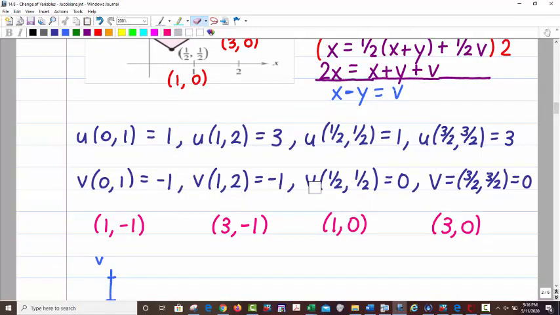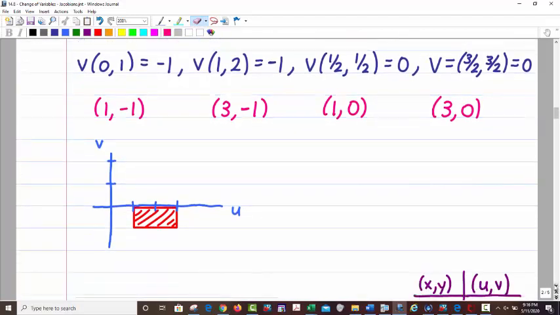Then we have to coordinate with what the v's are. Because the u's being the same, that means if there's a 1 and a 3 and a 1 and a 3, u will go from 1 to 3. And then we have a negative 1. It doesn't matter the order, but we have two negative 1s and we have a 0. So that means the limits of integration would be negative 1 to 0. Always, smaller number first.